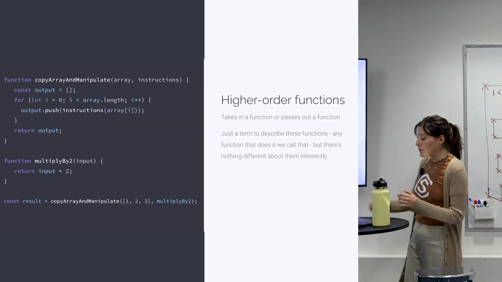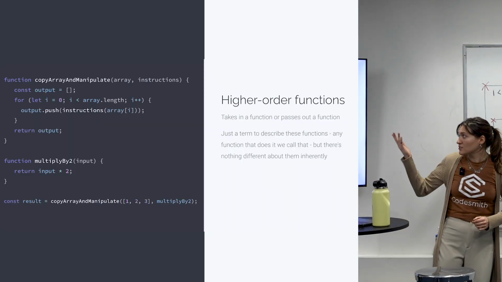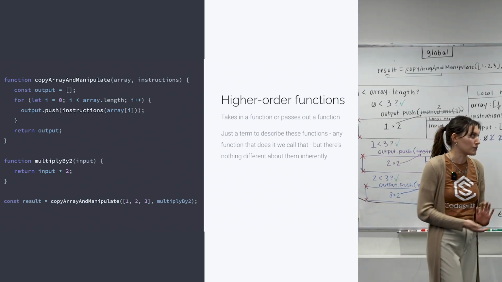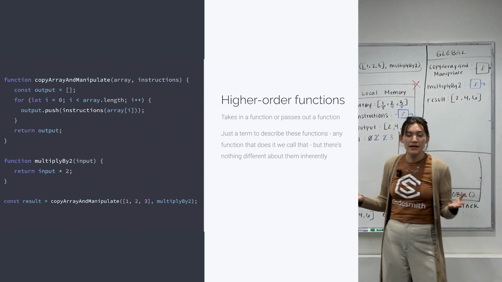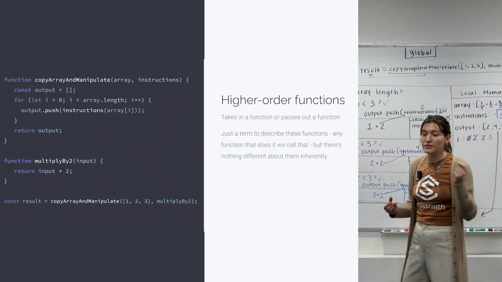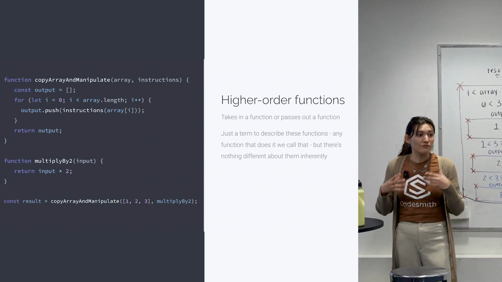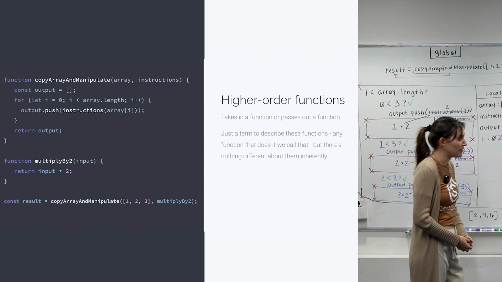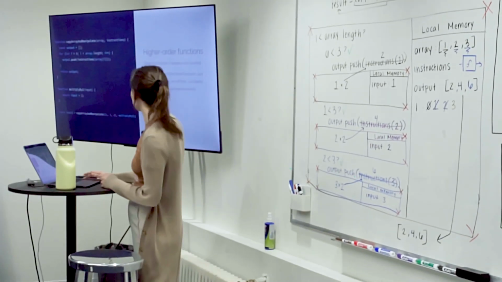If you've used map before, that's basically what we created here with this copy array and manipulate function. This is essentially the map method on an array. When you call the map method, you call it on an array, and the map method will copy every element in that array and it will perform whatever functionality you tell it to when you pass that into the map method. So we essentially just created that right here.